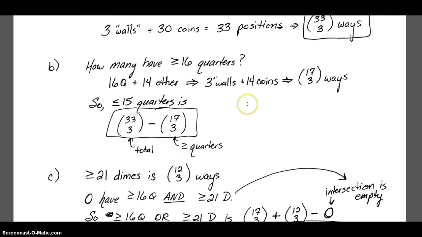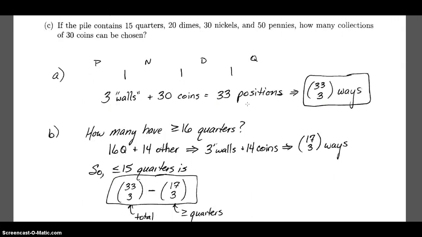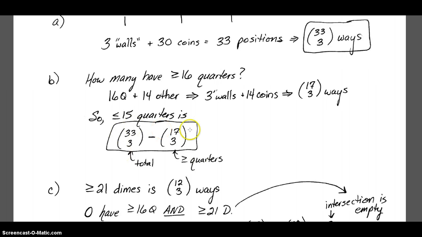But that's not the answer to the question. The question wanted less than or equal to 15 quarters. Well, all we need to do then is take the total number of ways minus all the possible ways that have at least 16, because if we add up all the ways that have 16 or more and all the ways that have 15 or less, we will get the total number of ways. So this is the number less than or equal to 15 quarters.